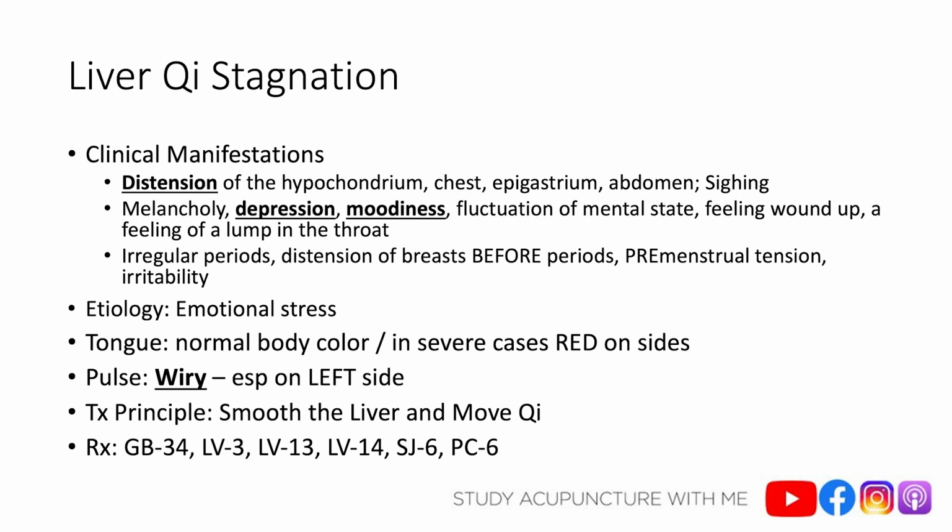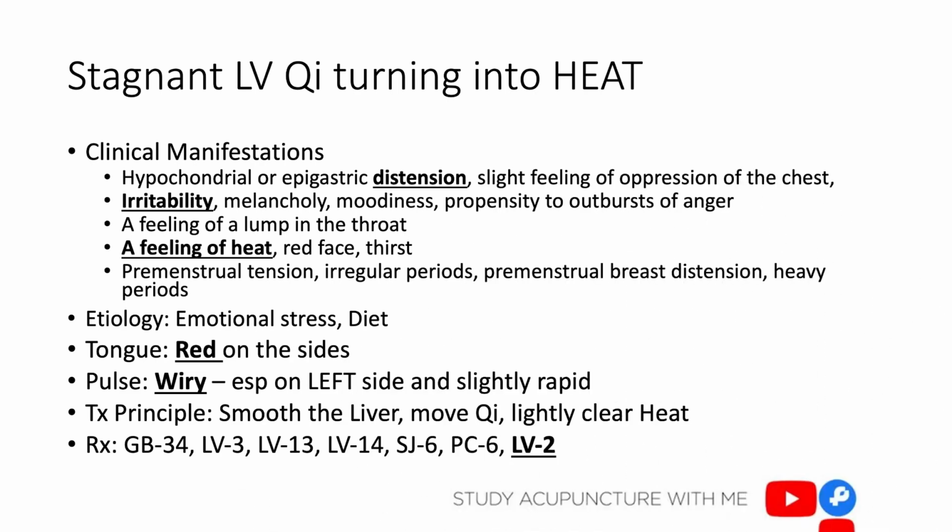So we know the cause of liver qi stagnation, which is emotional stress. And the effect of emotional stress on the body is that it causes the qi to stagnate, which results in liver qi stagnation. And so that's why the treatment principle that we have here is smooth the liver and move qi. And then we have our point prescription here, which includes points that are going to smooth the liver and move qi.